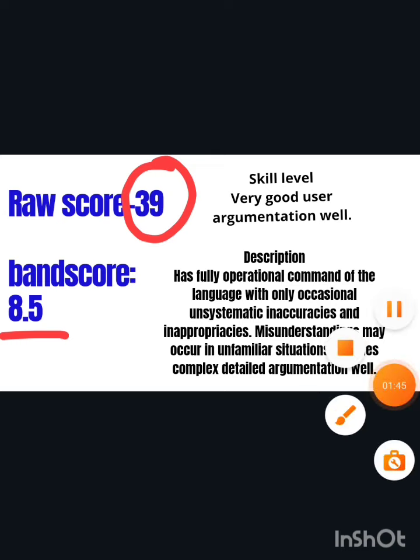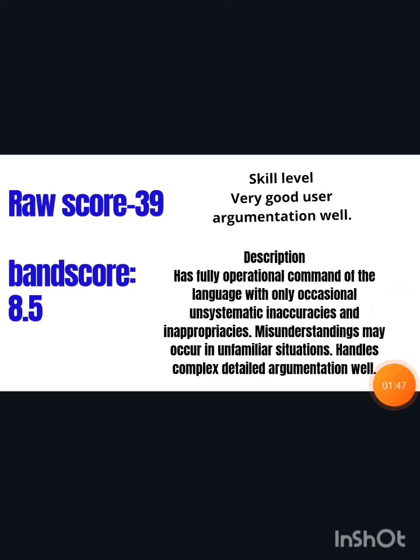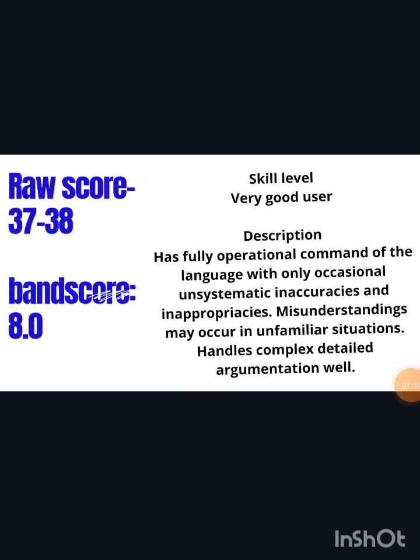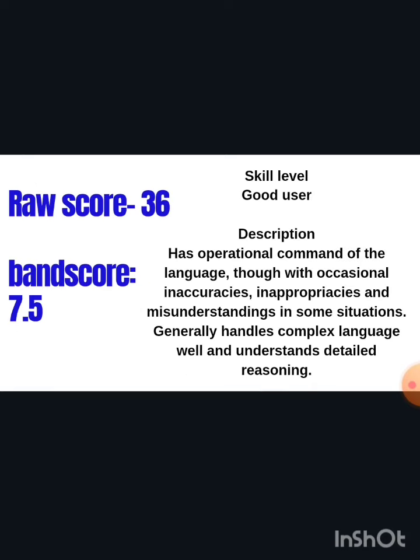If you get a raw score of 37 to 38, that means your band score is 8.0 and you are a very good user. A raw score of 36 means that you get a band score 7.5. That means you missed 4 questions out of 40 and you are a good user.